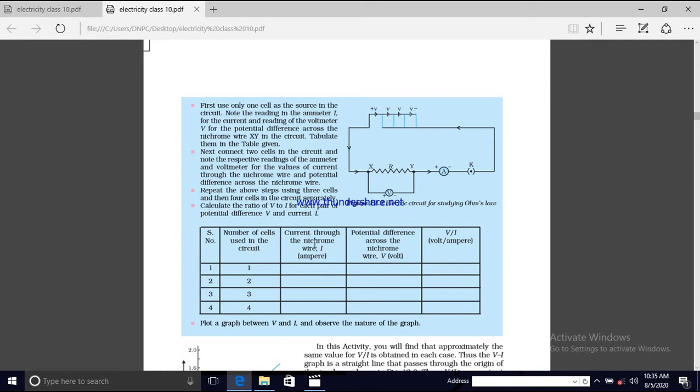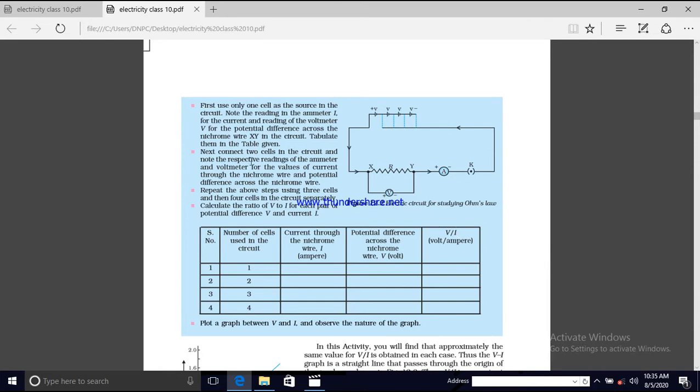So two things we need to measure. Using an ammeter we can measure the current flowing in the circuit, and using a voltmeter we can measure the potential difference across the nichrome wire that is connected between X and Y. And in the last column you need to take the ratio, that is V over I, potential difference over current.